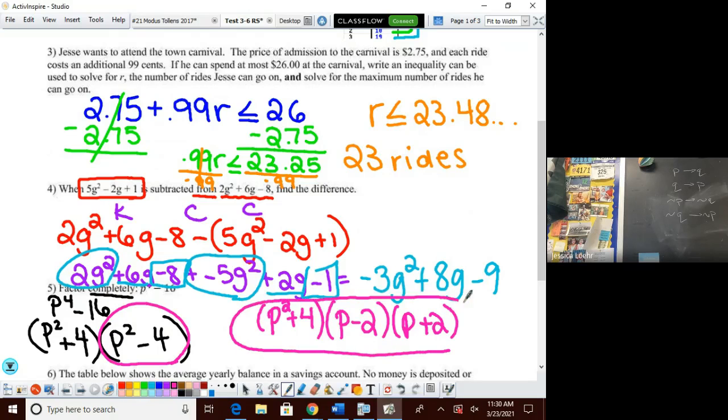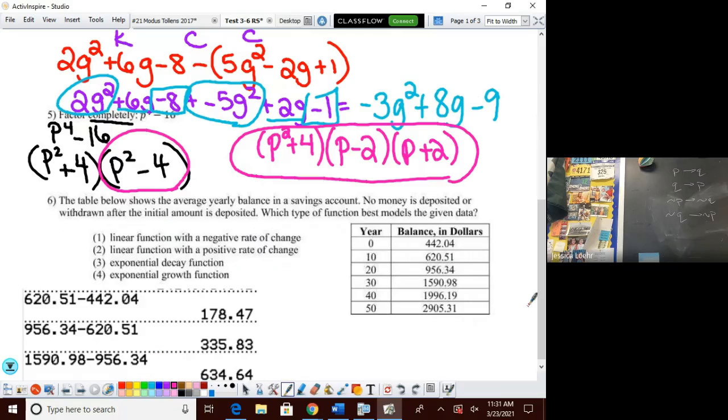Okay, so you have to be careful that you can factor more than once if it says factor completely.